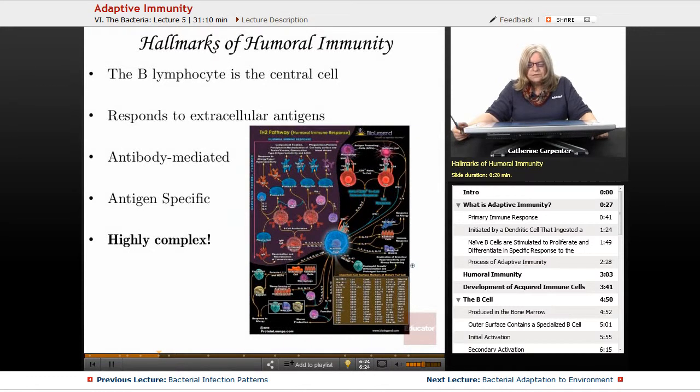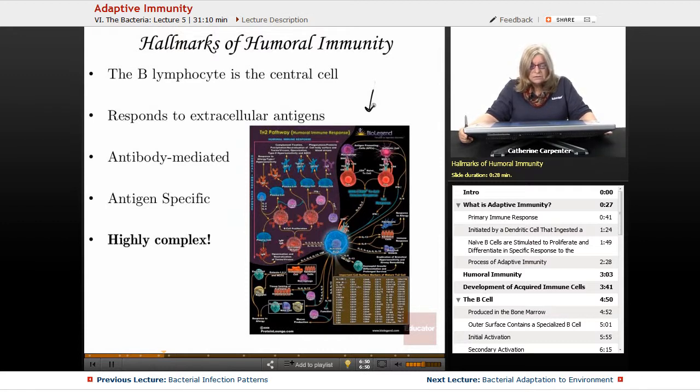So the hallmarks, now this conglomerate here, we couldn't make it any bigger than it is. I'm not sure you would want to have it any bigger, because it shows the complexity of both innate immunity and acquired immunity, but most specifically, it shows the complexity of how these B cells actually interact with essentially all components of the immune system.